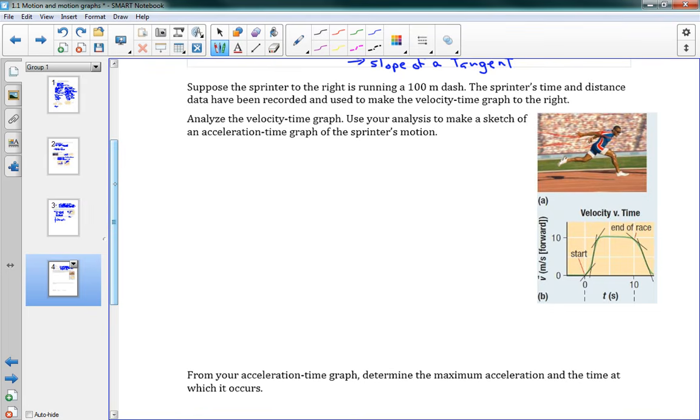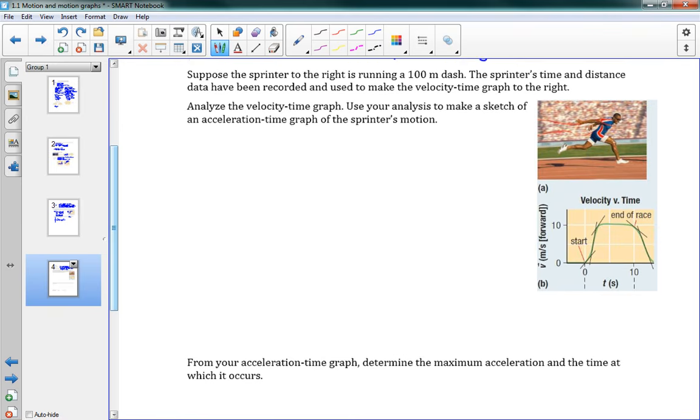Okay, so one last example here. It says, suppose the sprinter to the right is running a 100-meter dash. The sprinter's time and distance data have been recorded and used to make the velocity time graph to the right. Analyze the velocity time graph and use your analysis to make a sketch of an acceleration time graph of the sprinter's motion. Okay, we're just going to look at this quickly here. You can see that we have our graph. It goes up and back down.